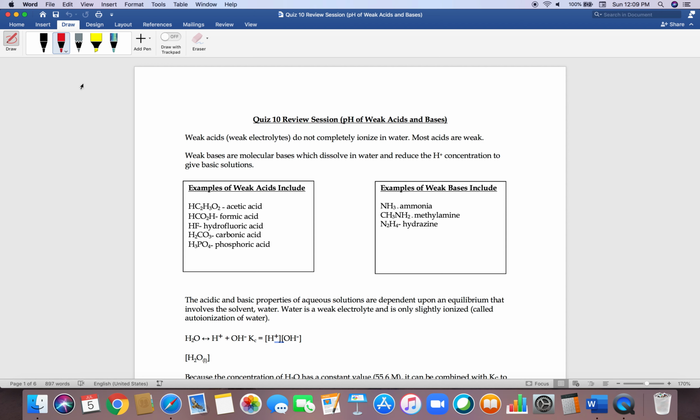Today I'll be doing a review session on the pH of weak acids and bases, which is much more complicated and a whole new ball game than strong acids and bases. This will also help you with Quiz 10, which corresponds to the General Chemistry 2 lecture.